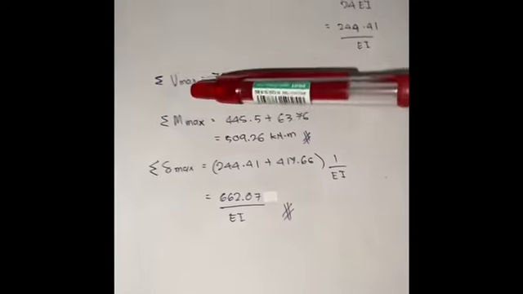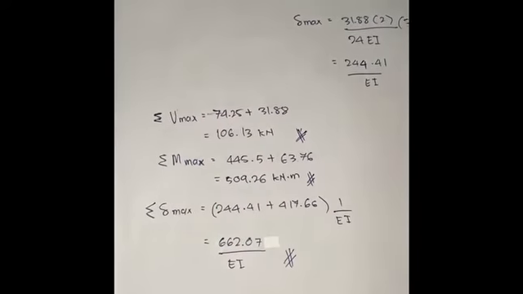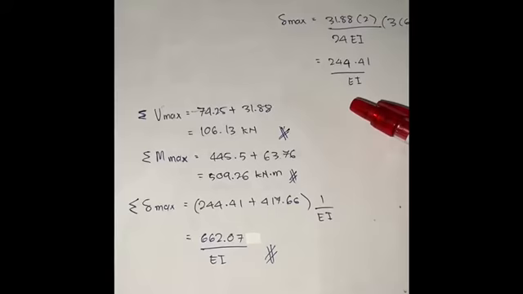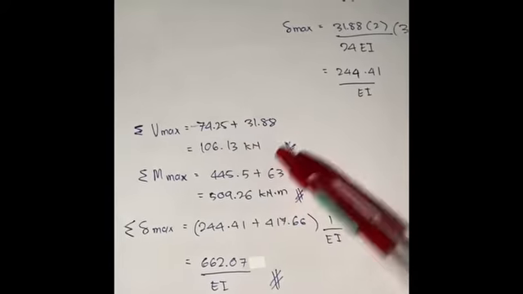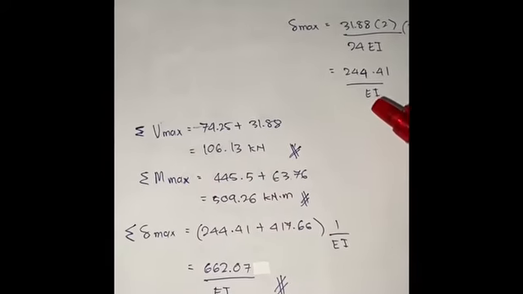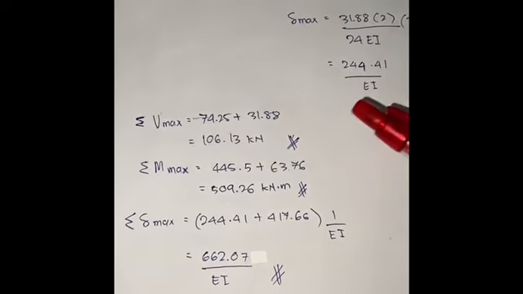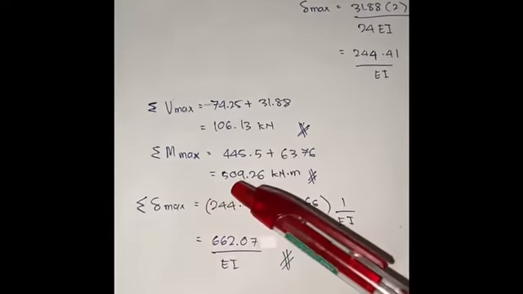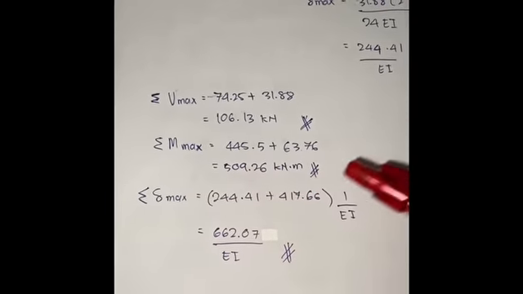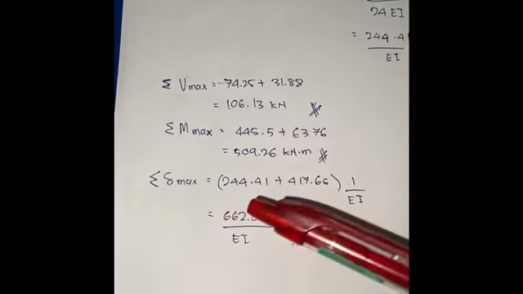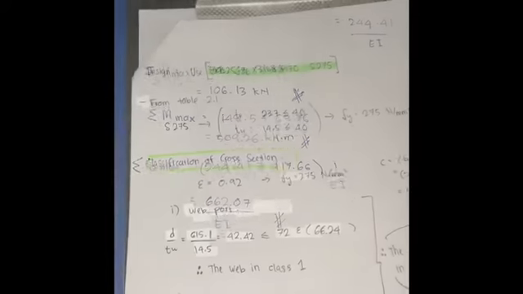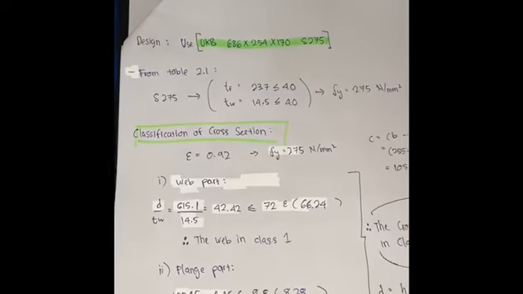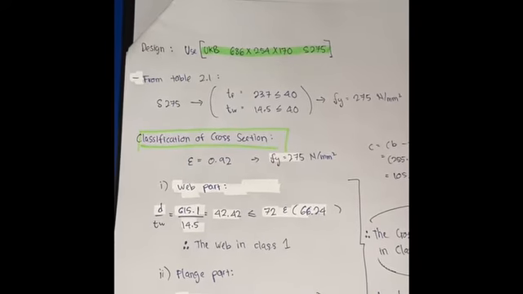And then we must total the maximum shear and maximum moment that we calculated using the UDL load and point load. So we will get the total maximum shear 106.13 kN, the total maximum moment 509.26 kN, and the total maximum deflection is 662.07/EI. After we get all the maximum moment and maximum shear, now it's time to design it.